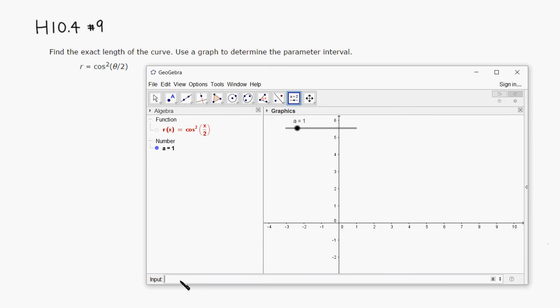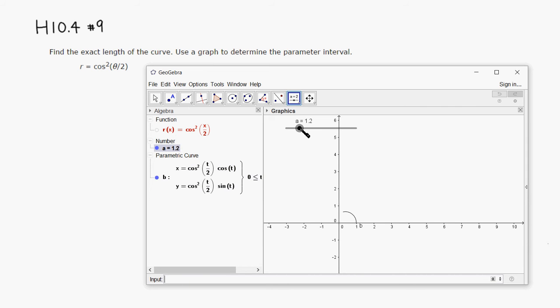Then I'm going to draw a curve. So curve, then x would be r of t cosine of t, then y would be r of t sine of t. The parameter is t, and the starting value is 0. And the ending value, I'm going to use a so that I can change it later. Then hit enter. So here's the curve.